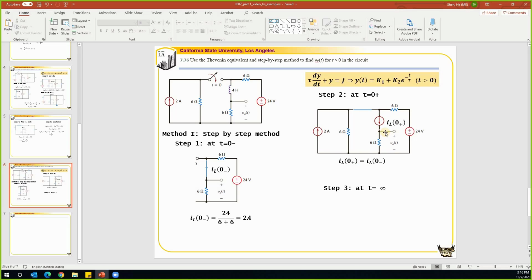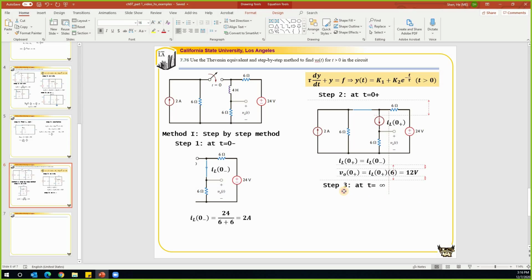Since we know the current going through this branch is 2 mA, we can find VO at 0 plus using Ohm's law: IL at time 0 plus times the resistance, which is 6 ohms. That will give us the voltage of 12 volts.